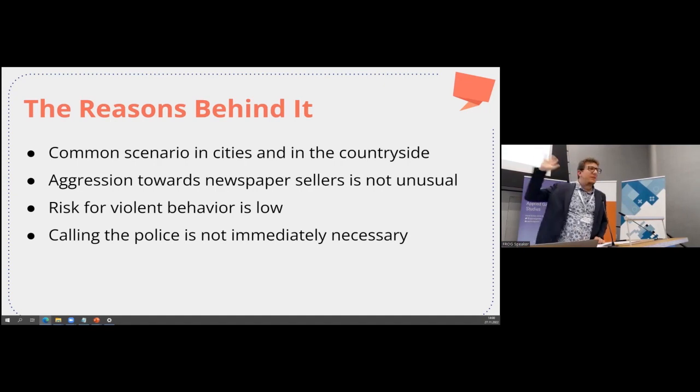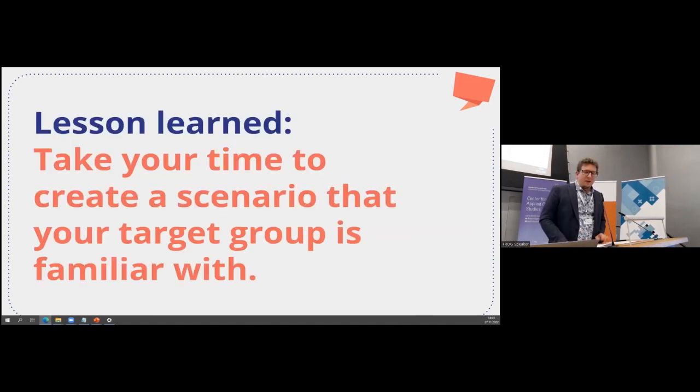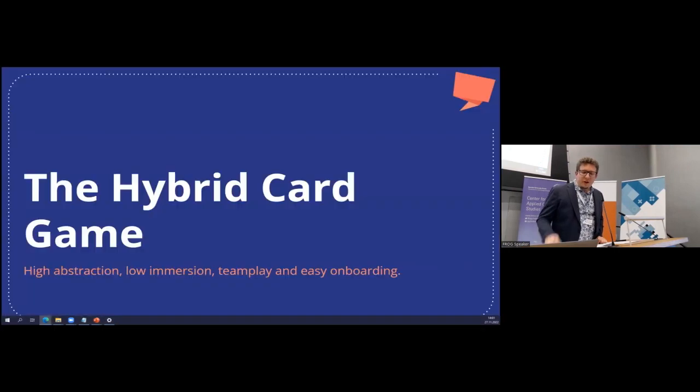The risk for violent behavior in this situation is very low. A fight is not going to break out anytime soon, probably, because it's not loaded with violence, but there's a lot of aggression involved. So this is a good balance for such a thing. And calling the police is not immediately necessary. You can always do that, but it's probably better to call the store manager than to go to the police directly. So that's a good basis for a clear scenario. Take your time to choose your scenario, as always. Make sure that your target group is familiar with it, so you can work with it and it has the desired effects.